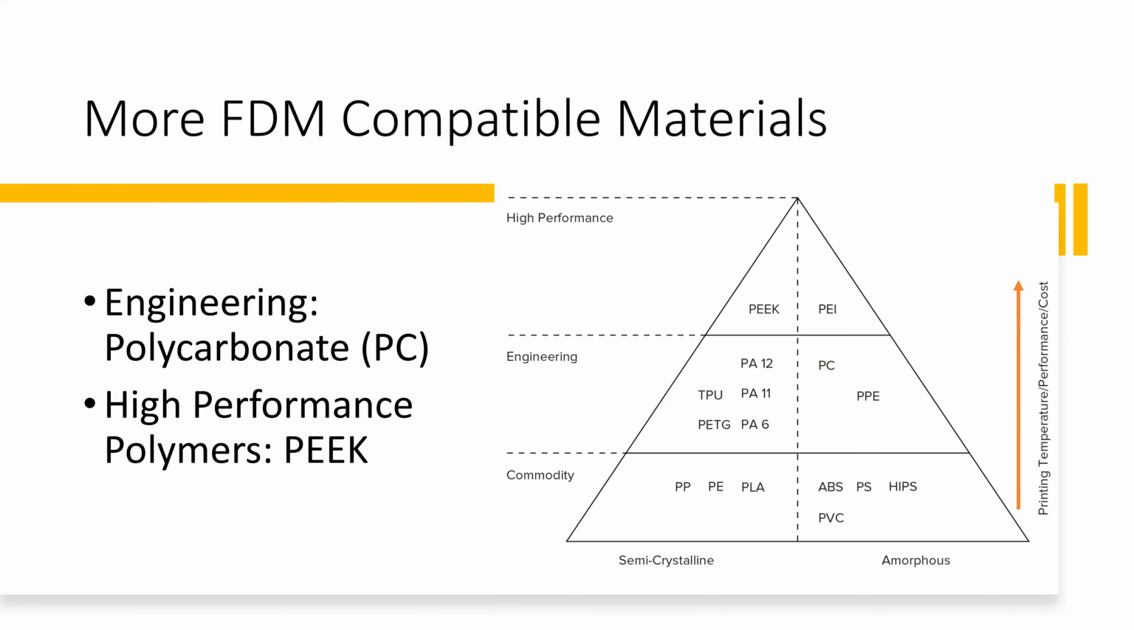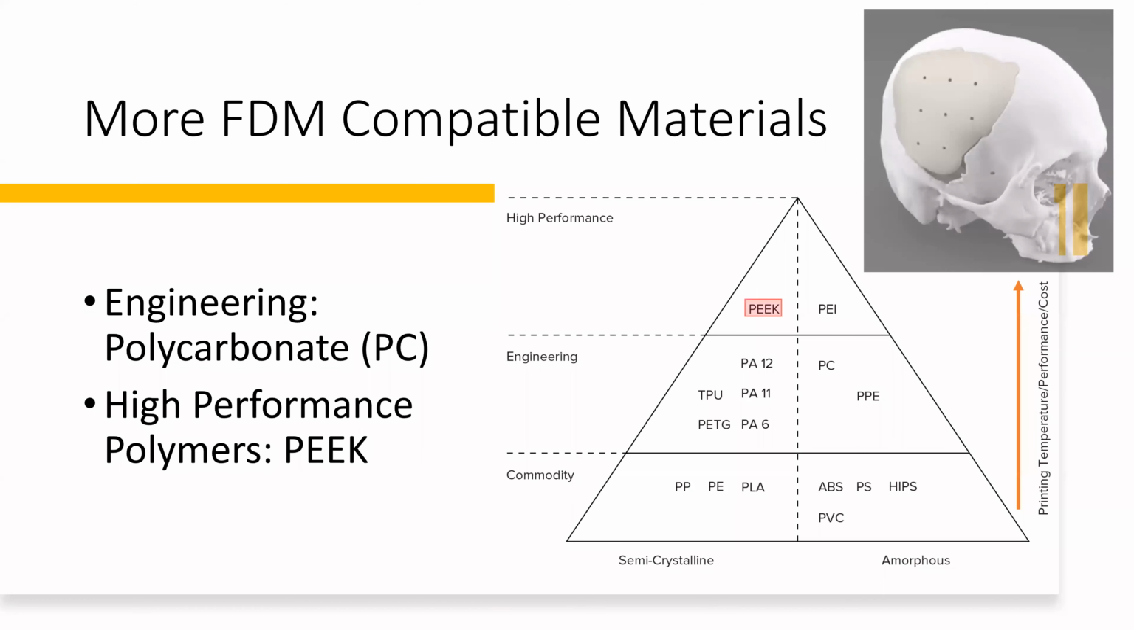And then next we have our high performance polymers, and these are known for their thermal resistance, good mechanical properties, and chemical resistance. These differ from engineering polymers when it comes to the cost of the material. It is more expensive, but it also means that they are more temperature stable and they have better mechanical properties.